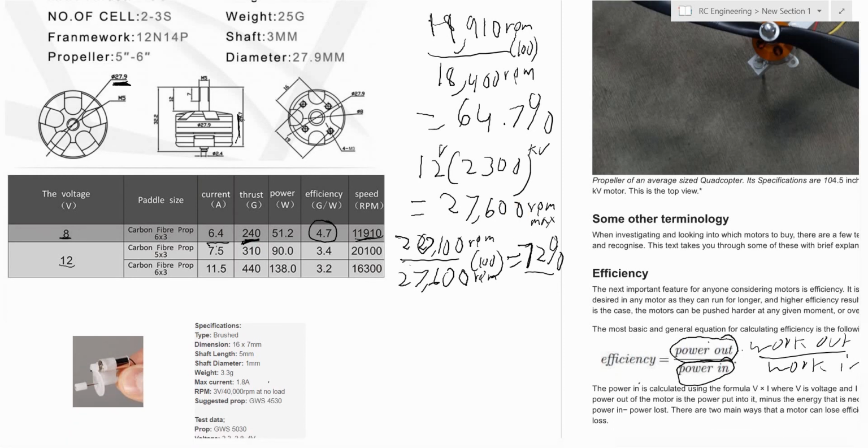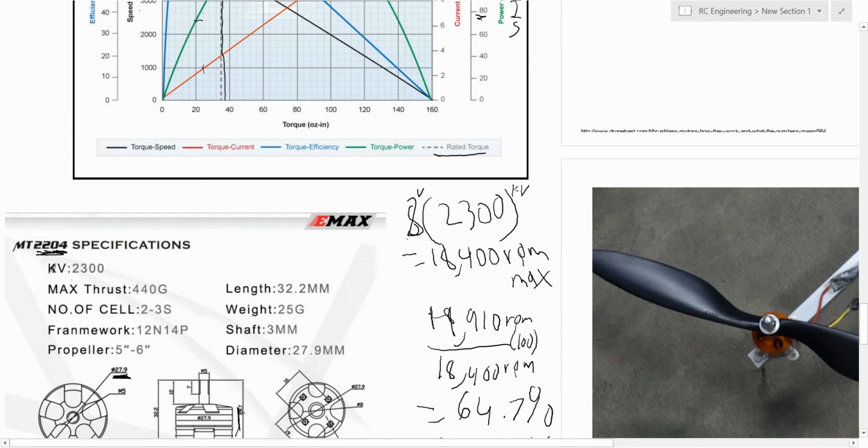Next one, I looked at the 12 volt, looking at a 5x3 carbon fiber prop. Current is going up, thrust is going up, but watts almost double. Efficiency is dropping. So let's do the math on this and see where we are on the curve. 12 volt times 2300 kV is equal to 27,600 max RPM with no load. We take their found RPM, 20,100, over our max RPM at 12 volt, 27,600 RPM, times 100. We're looking at 72% of our maximum RPM.